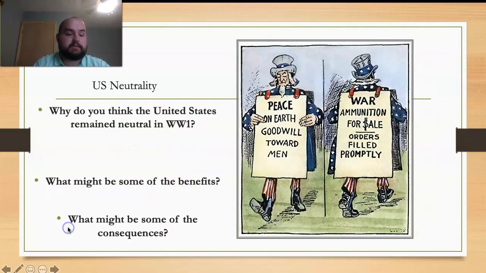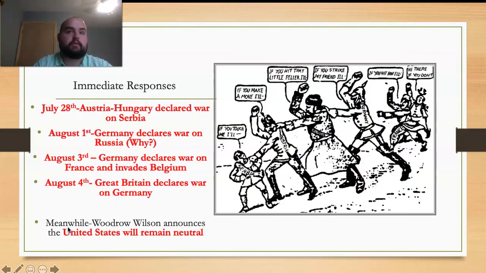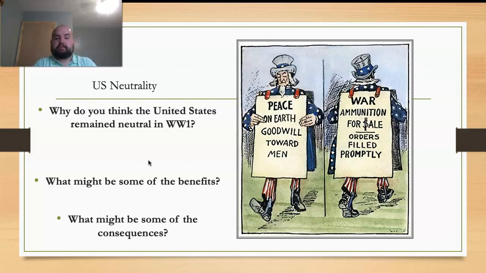Now, as many of you might also know, early on in the war, the United States was actually officially neutral. As soon as all these war declarations were made, Woodrow Wilson was very quick to announce that the United States would not be joining them. Now, one thing I do want to focus on for just a moment is why you think the United States did remain neutral in World War I. Yeah, this one's probably very obvious, so I won't stay on it too much.